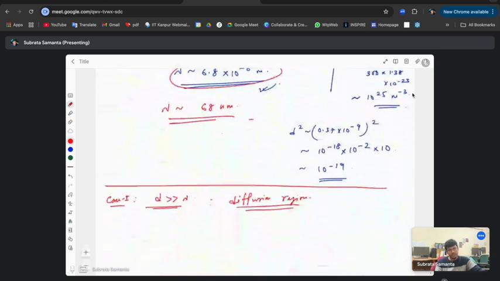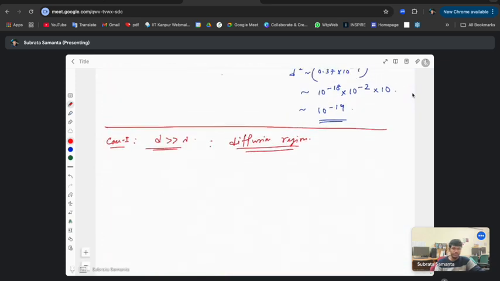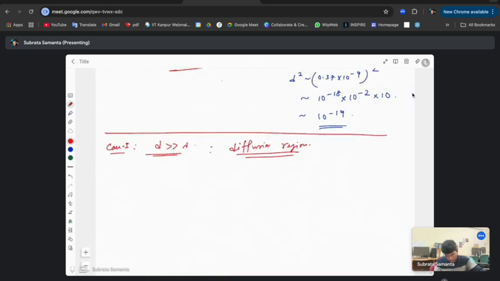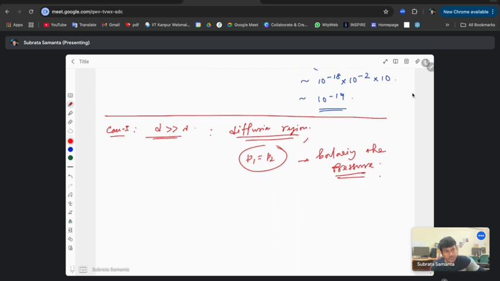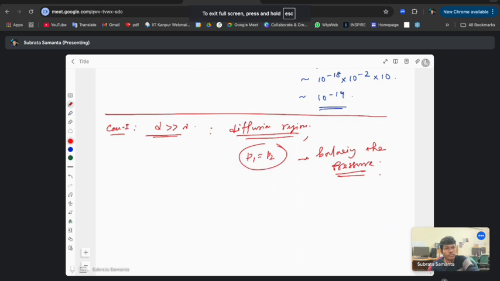In a diffusion process, how do we reach an equilibrium system? In this case, the equilibrium means the pressure P1 equals P2. So to reach equilibrium, we need to balance the pressures. So these are two important things. So far any questions?